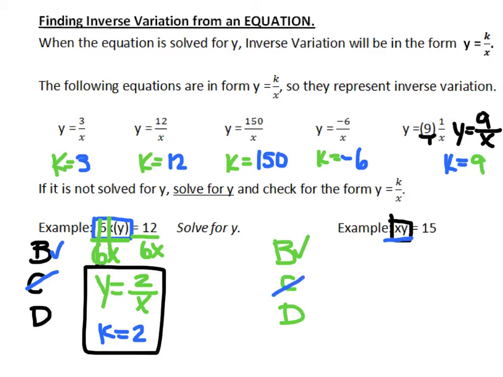The only thing I have to divide here is the letter x, because that's what I got to get rid of. So we end up with y equals, you can't simplify 15 divided by x, so you keep it. Notice it's an inverse form, y equals k divided by x, so we get that k equals 15.